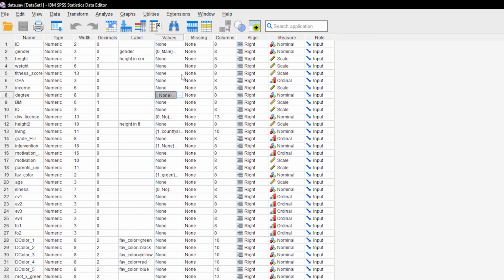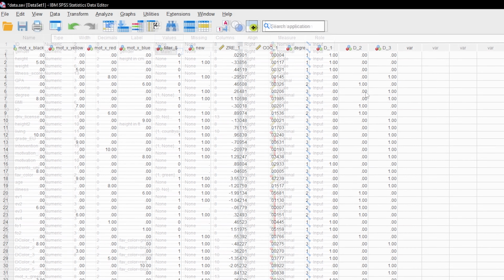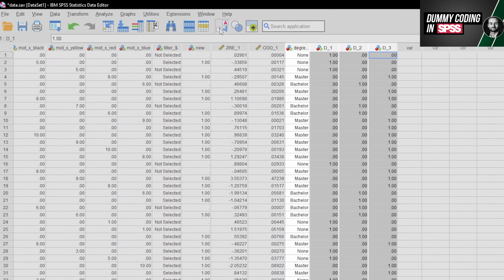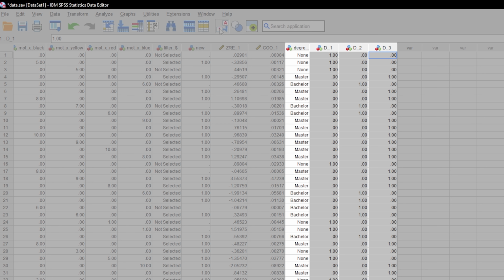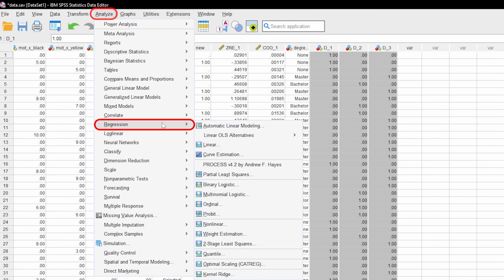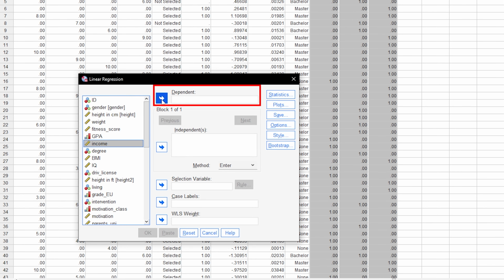Gender is naturally dummy coded in this dataset. Degree requires creating dummy variables beforehand, which I have shown in an earlier video linked in the description. Each value gets its own dummy variable with 0 and 1, indicating the presence or absence of the respective value. To calculate a linear regression with dummy variables, go through Analyze, Regression, Linear. As usual, the dependent variable is assigned.